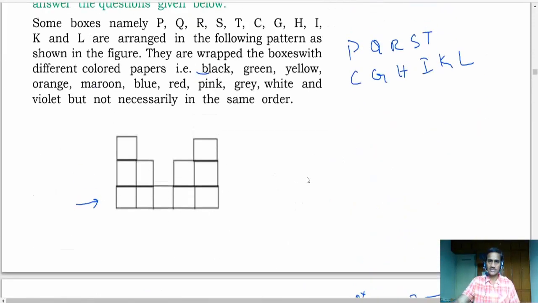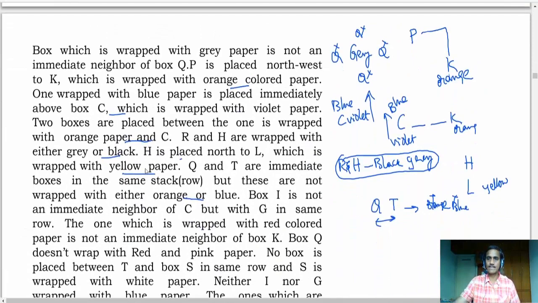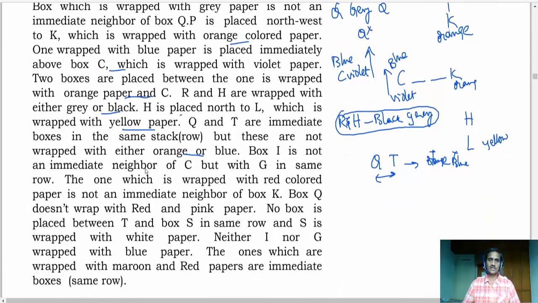If C is here, Q and T must be side by side. So if C is here, Q and T are not here; that means Q and T must come in these two places. They are in the same row, but not with blue, because if C is here, blue must come here. Clear? Neither orange nor blue.